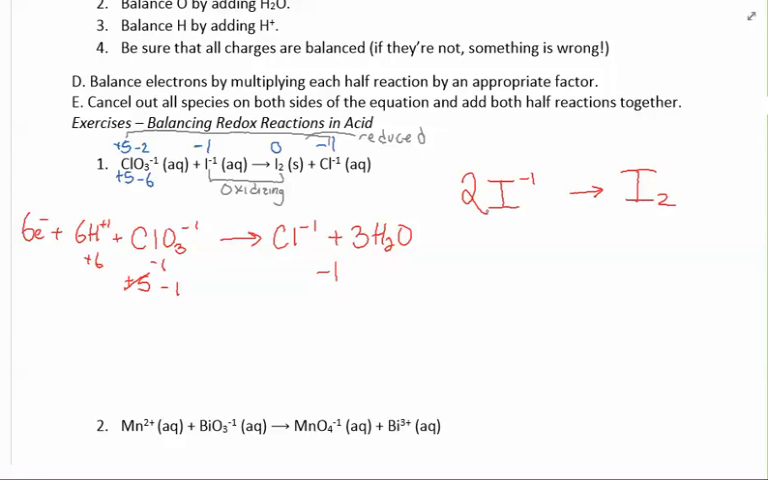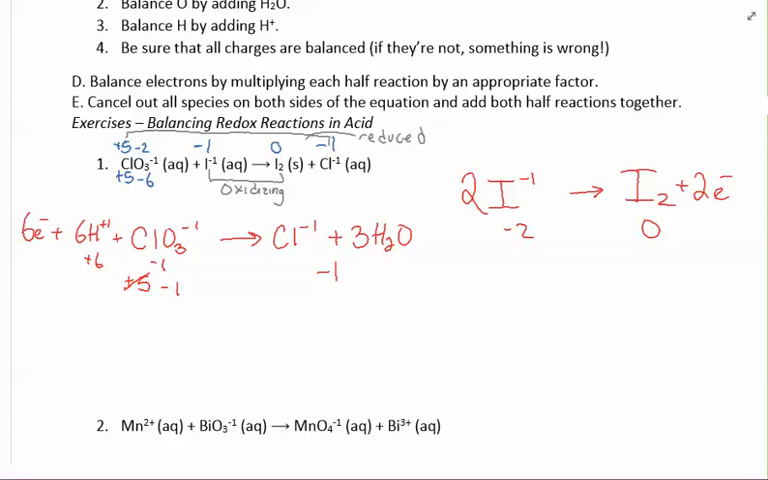So now we have to balance our charges. Right now I have a -2 on the reactant side and a 0 on the product side. So the last step here is adding 2 electrons to the product side. That one was a little bit easier. We didn't have to worry about oxygens and hydrogens. Those make it a little bit harder when we have those.